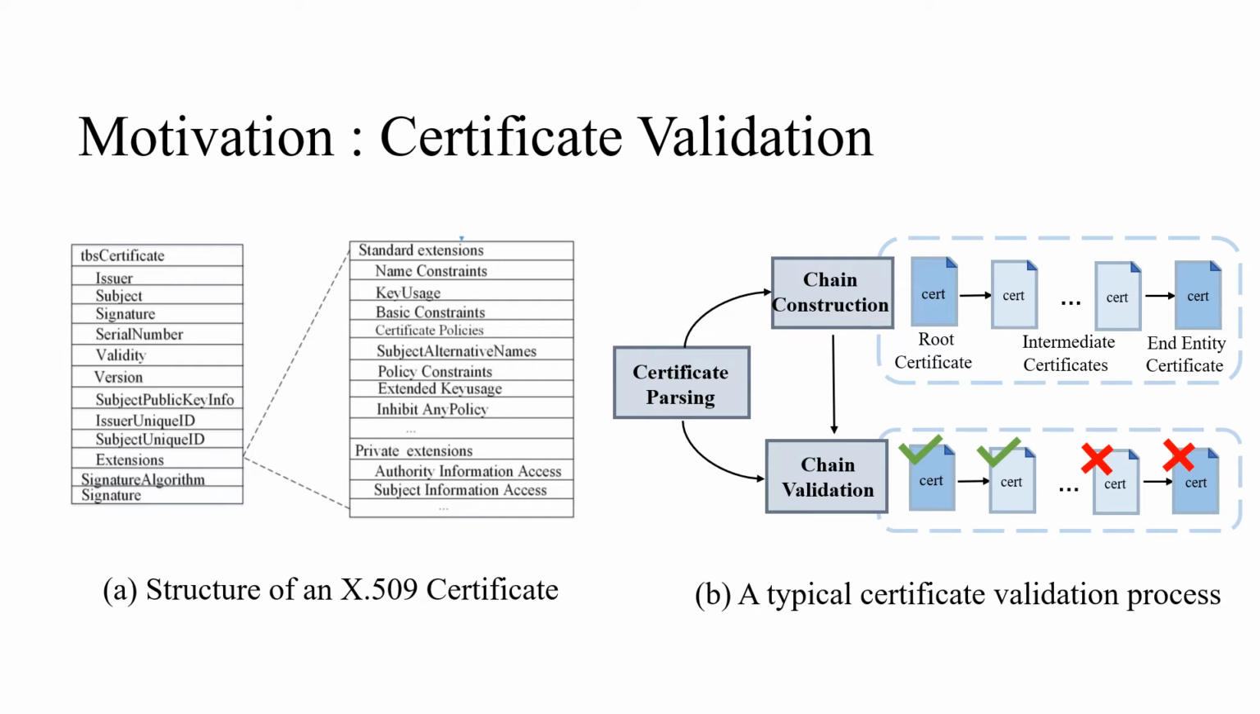Chain validation validates each certificate on the chain successively, checking its digital signature, validity period and so on. Constraints specified in certificate extensions, such as the name constraints, policy constraints, and so on, are also applicable to chain validation.